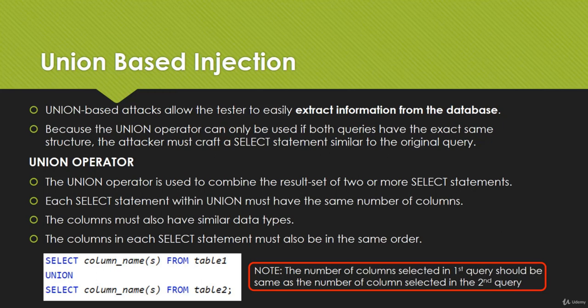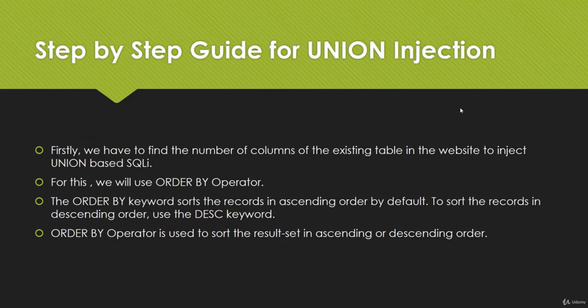When we are injecting an SQL query in a web application, first we need to find the number of columns of the existing table in the website to inject union-based SQLi, and to do so we use another operator, that is the order by operator. Order by keyword sorts the records in ascending order by default. To sort the records in descending order, we use the desc keyword. The order by operator is used to sort the result set in ascending or descending order.